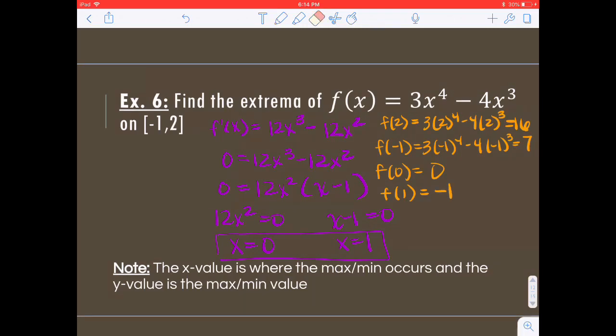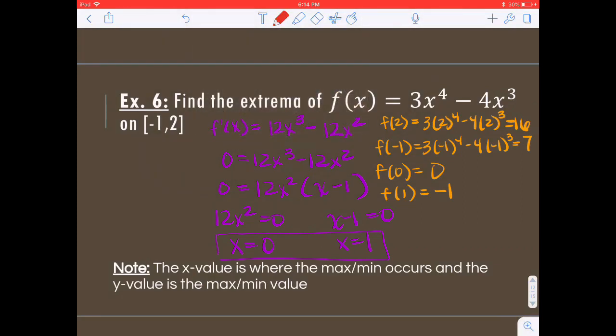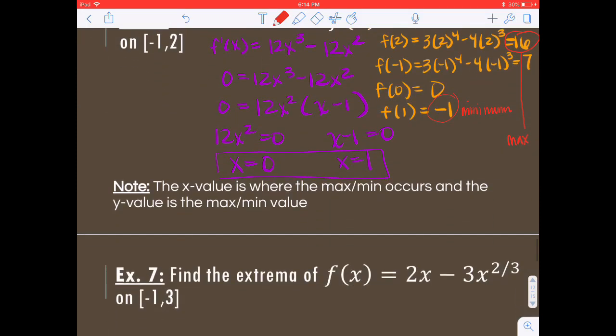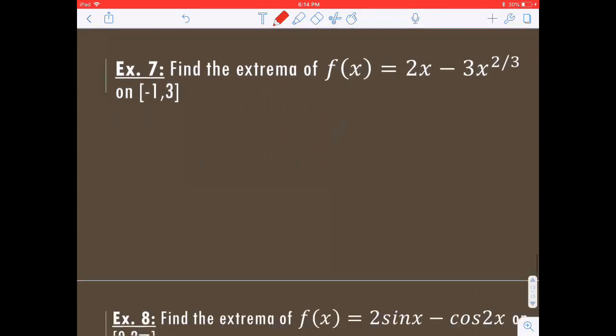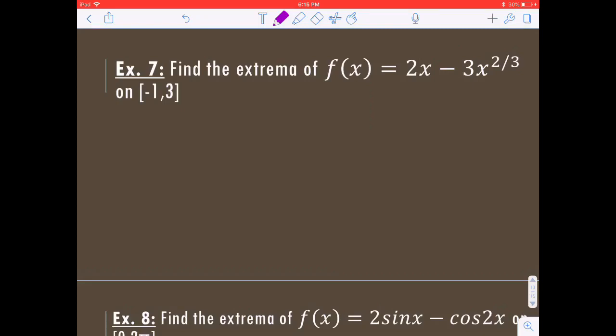Okay, so since our lowest value out of these four values is -1, this is going to be our minimum. And our highest value of these four values is 16, so this is our maximum. So that's what it said in our guidelines, that the lowest value is the minimum and the highest value is the maximum.